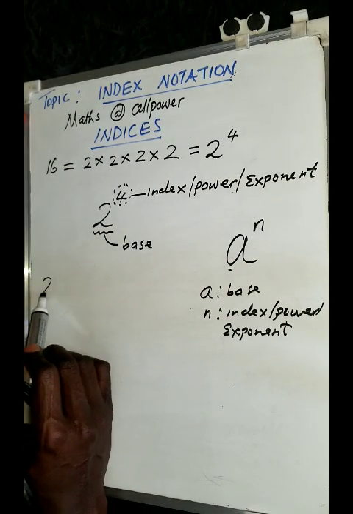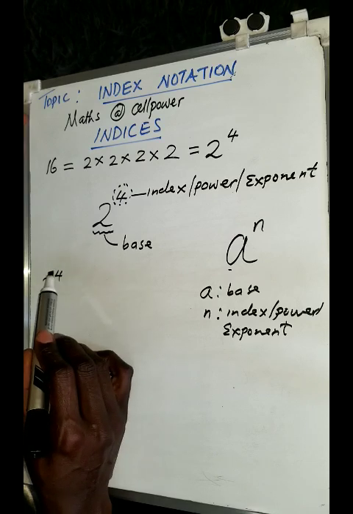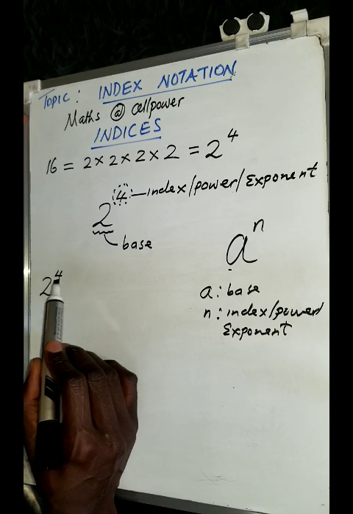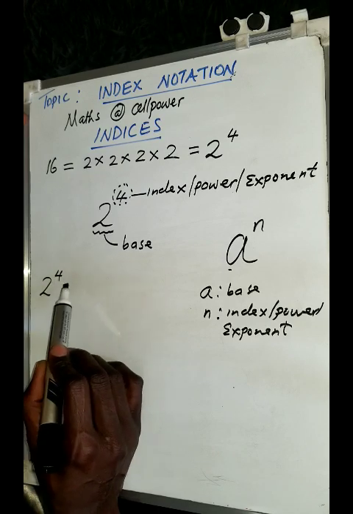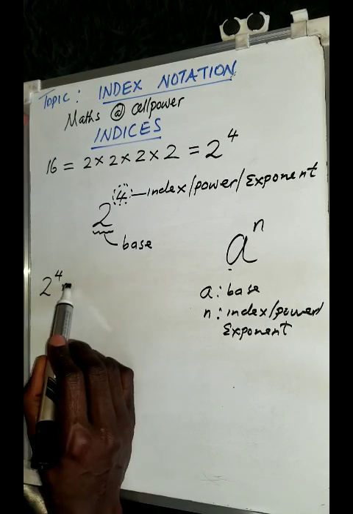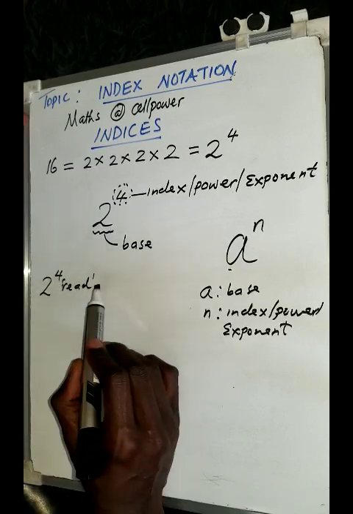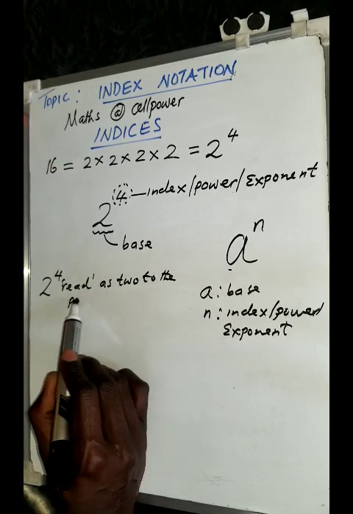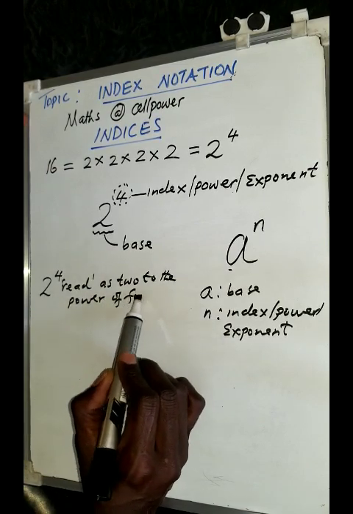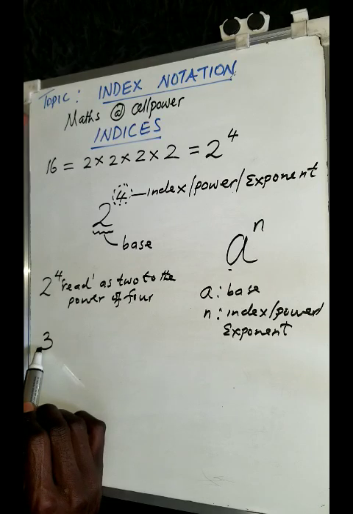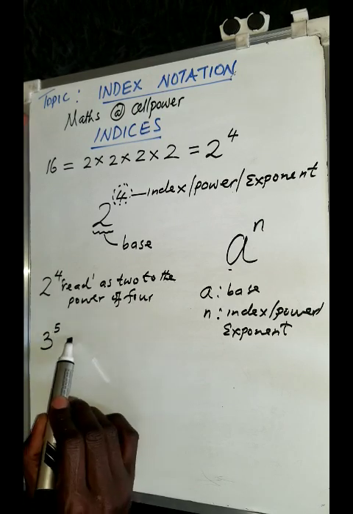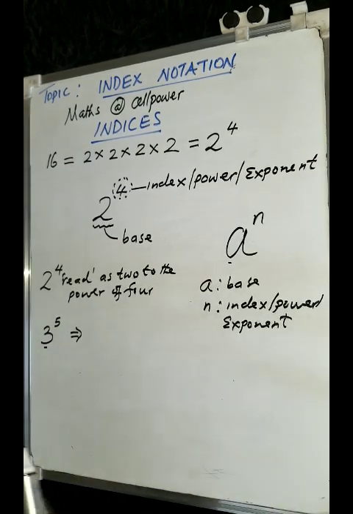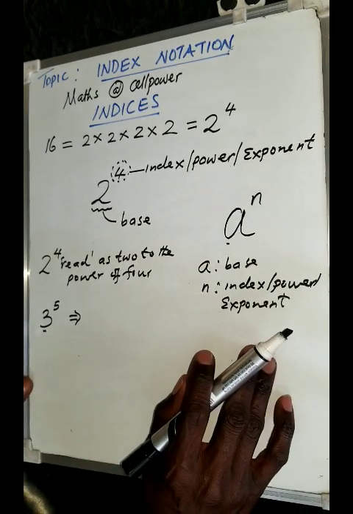But when you have 2 raised to the power 4, how can that be read? This is simply read as 2 to the power of 4. Suppose I have 3 raised to 5, that is going to be read as 3 to the power of 5. And that's what we are going to be dealing with when it comes to indices.